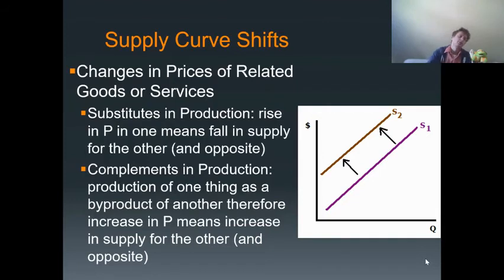Complements in production are a little bit trickier. This is when you produce something as a byproduct of producing some other good. This doesn't come up a whole lot. This is very uncommon to show up in the AP test. But basically, the most common example of this is sawdust, which sounds silly. But the basic idea is whenever you produce something made of wood, sawdust comes out. It's just a natural byproduct.